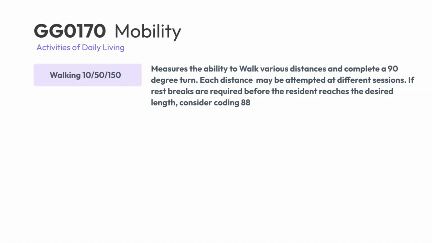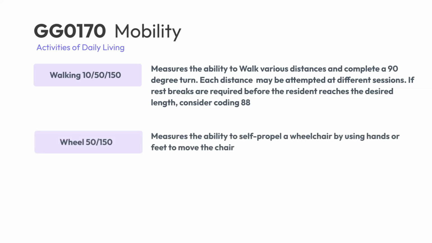Walking 10, 50, or 150 feet, with or without turns, measures the ability to walk various distances and complete a 90-degree turn. Each distance may be attempted at different sessions. If rest breaks are required before the resident reaches the desired length, consider coding 88. Wheel 50 feet with 2 turns measures the ability to self-propel a wheelchair by using hands or feet to move the chair.